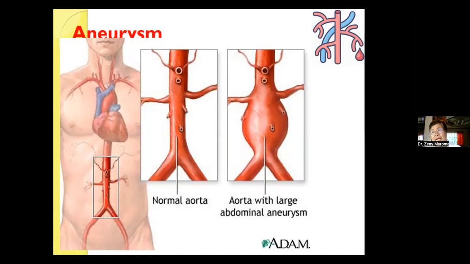Na description niya, para pong tumitibok ang puso ko sa tiyan. Okay? Di ba? Artery yan. So the pressure exerted by the blood against the vessel wall when the heart contracts is the pulse. So parang may pulso, pulsatile abdominal mass. And patient will complain of abdominal pain, flank pain, back pain.